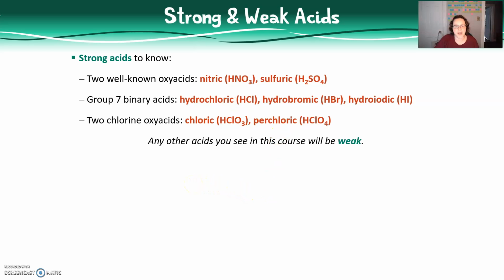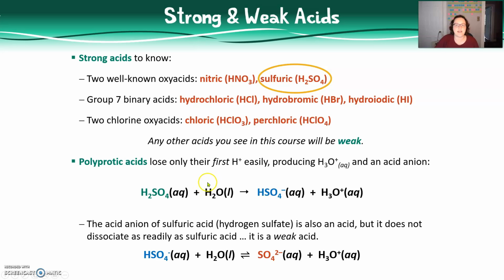One of these strong acids, sulfuric acid, is special in that it has more than one acidic proton and is therefore called a polyprotic acid. An acidic proton is a hydrogen ion that can dissociate from the acid. We can tell that sulfuric acid has 2 acidic protons as the molecular formula begins with 2 hydrogen ions.